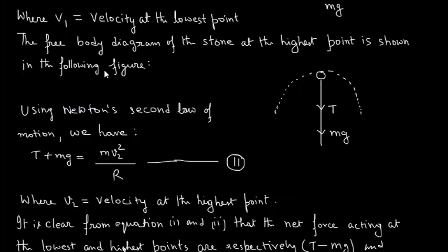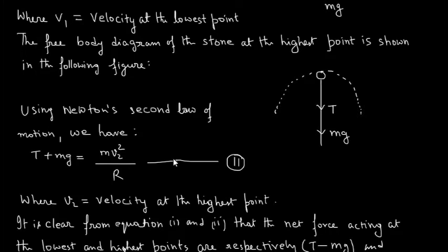The free body diagram of the stone at the highest point is shown as follows. So here tension T and mg both are acting downward. Using Newton's second law of motion, we have T plus mg is equal to mv2 square upon r. This is equation 2, where v2 is the velocity at the highest point.